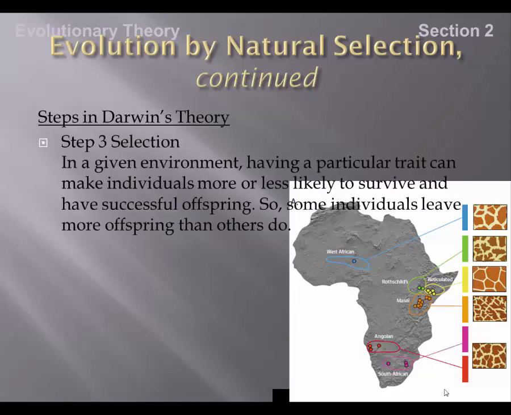Step 3 is selection. So in a given environment, having a particular trait can make individuals more or less likely to survive and have successful offspring. So some individuals leave more offspring than others do. And the advantageous traits that those offspring have may allow them to survive better within an environment. You can see in the picture here a number of different camouflaging patterns for giraffes. And you will notice that there are different populations in different parts of Africa where those traits or those characteristics are expressed.